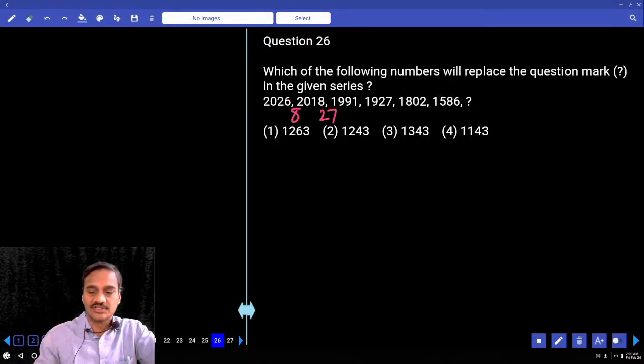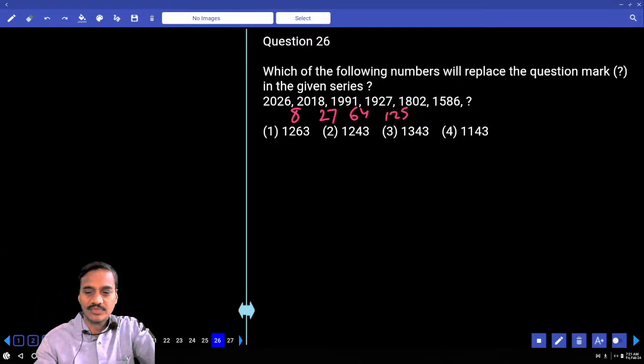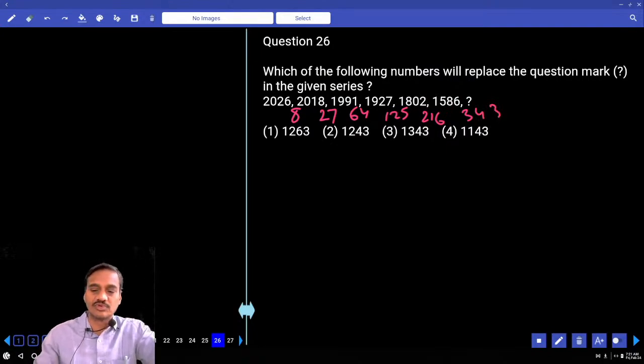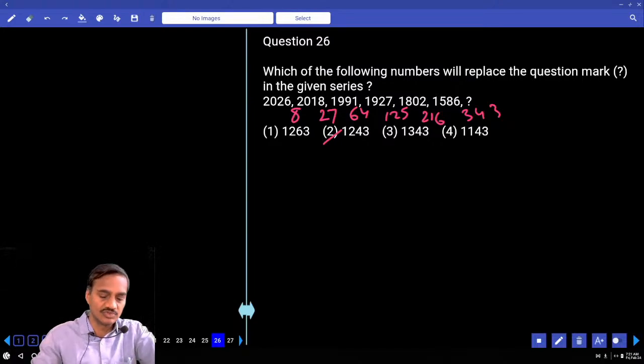91 and 27. Here the difference is 64. 2 cube, 3 cube, 4 cube, 5 cube, and the next one 6 cube, and the next one 7 cube. Now 7 cube, 6 minus 3, last digit must be 3, and 15 minus 3 and 1200. And so what is your answer? Choice 2 for question number 26. The difference between the numbers are perfect cubes: minus 2 cube, minus 3 cube, minus 4 cube, minus 5 cube, minus 6 cube, and so on.